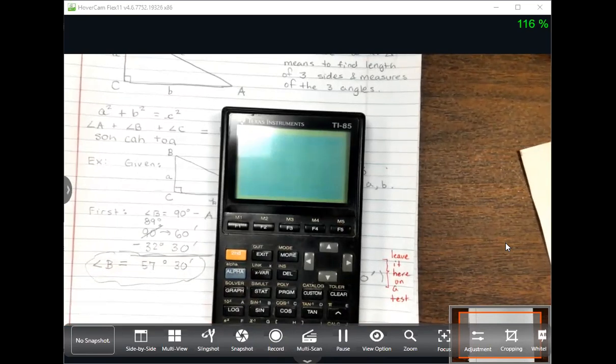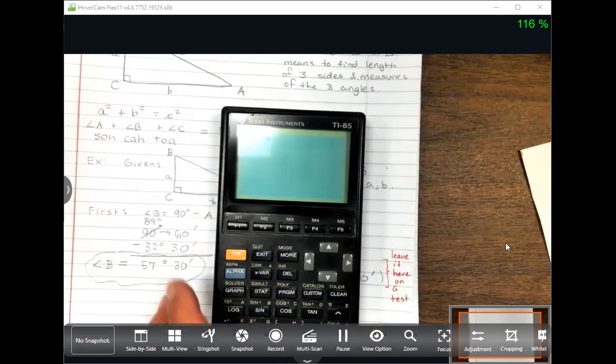And now I've got my sine button right there. I'm sure there's a way to enter degrees and minutes, I just don't know how to do it on this calculator. So I'm going to go ahead and convert 30 minutes to a fraction of a degree. How do I do that? Divide by 60. So 30 divided by 60 is kind of easy.